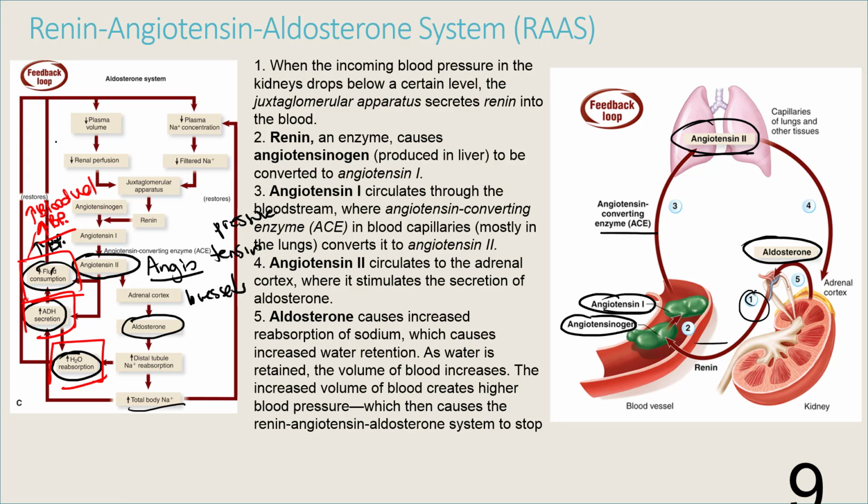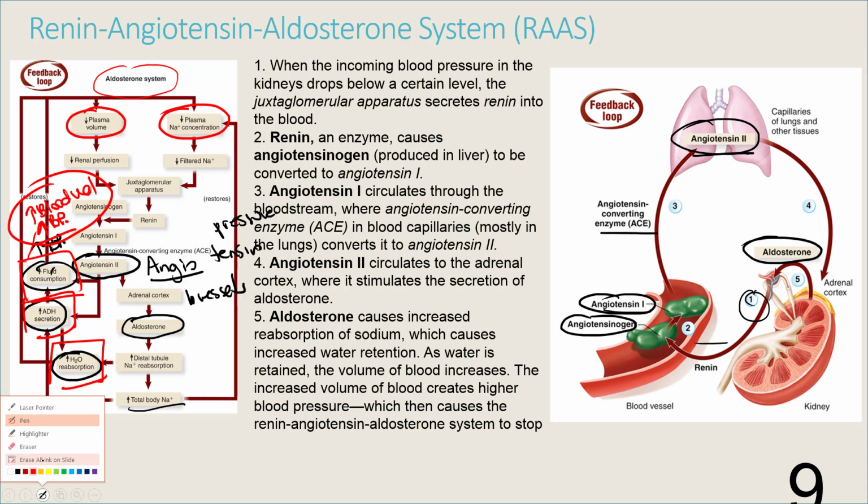And it restores the blood volume and blood pressure, because if you look at what triggers the renin-angiotensin system, the RAAS, it's triggered when plasma volume goes down, and it's also triggered when plasma sodium concentration goes down, and it's also triggered when blood pressure goes down. So when these three things happen, it triggers the RAAS system, and that leads to an increase in blood volume and blood pressure back to normal.